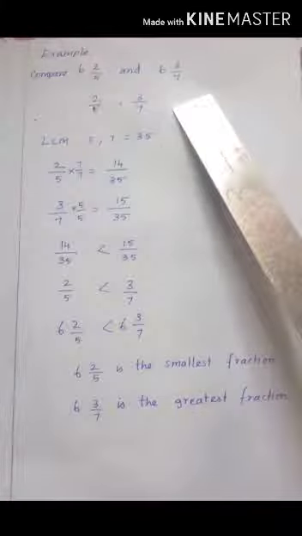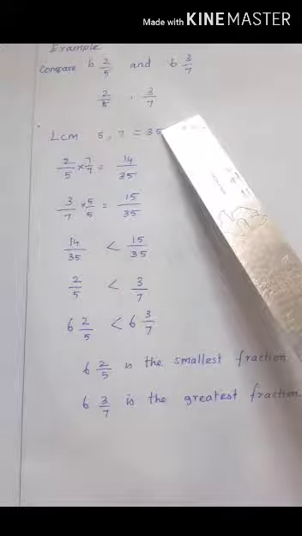Now let us take 6 2 by 5 and 6 3 by 7. Here the whole numbers are same. So you look at the fraction parts, 2 by 5 and 3 by 7. We know how to compare the unlike fractions. Yes, we have to change the denominators and convert into like fractions, then only compare.